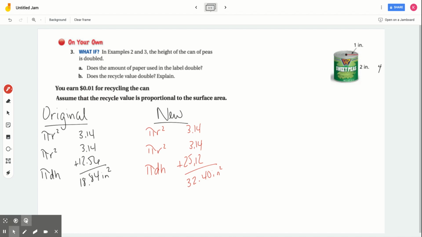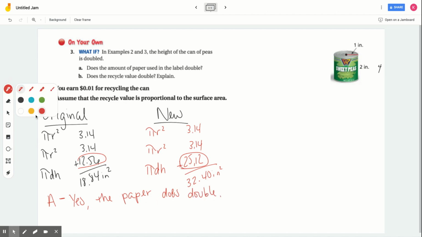For part A, it says, does the amount of paper used in the label double? So if we look, what part is covered by a label? The lateral side. So we know that this is a side and this is a side. Does that amount of paper double? Well, 12.56 times 2 is 25.12. So yes, the paper does double, because we are only looking at the amount on the paper.